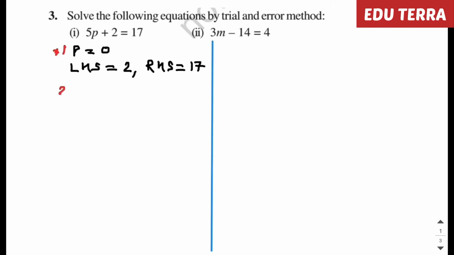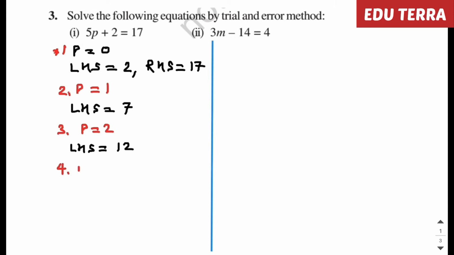Now second, p equals to 1. Substitute p equal to 1 directly, so it is 7. Now third, p equals to 2. Then what is LHS? LHS equal to 2 fives are 10 plus 2, 12. Let p equal to 3.